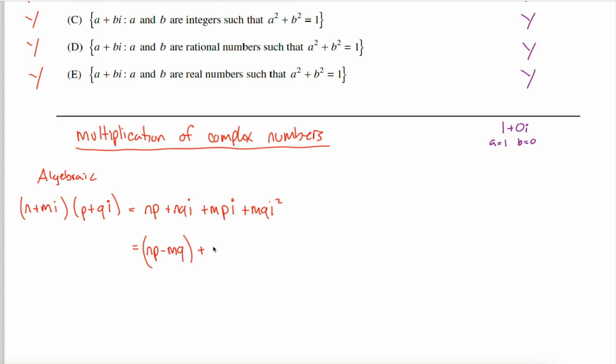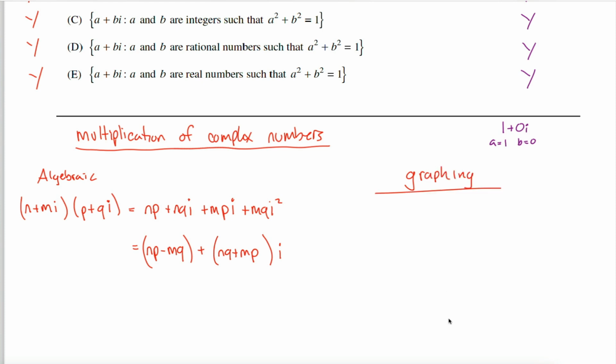And the imaginary part of the resulting complex number, if I factor an i out of each of these two terms, would be nq plus mp. That's all true, but sometimes you can save yourself some time if instead of considering this algebraic point of view, you consider a more geometric point of view.